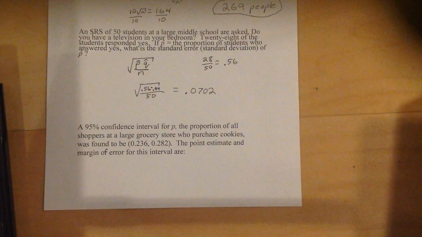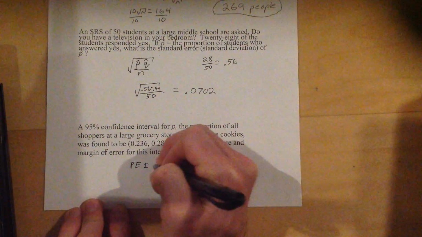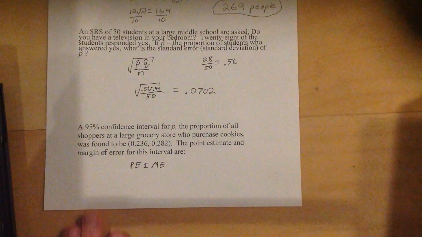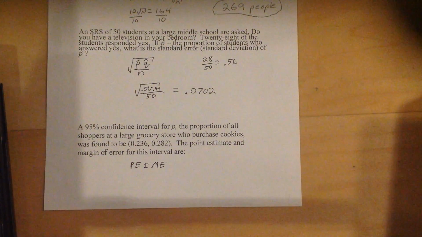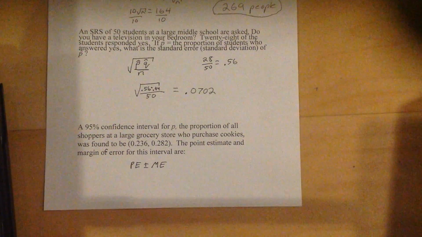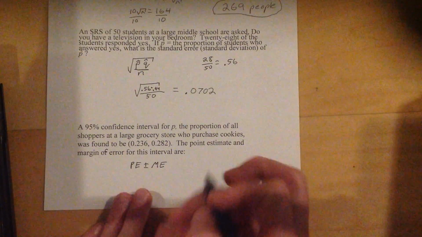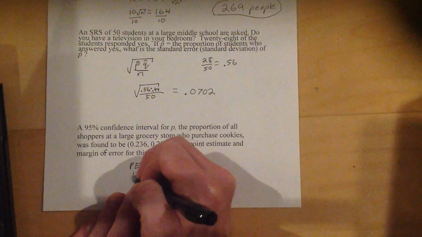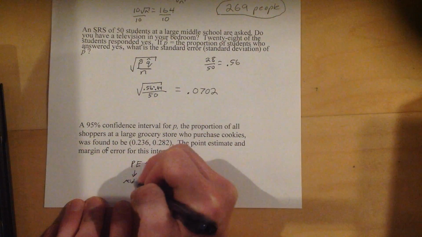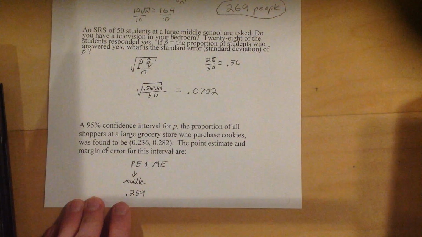So remember, to get a confidence interval, it's the point estimator plus or minus the margin of error. So to find the point estimator, it's just going to be the middle of those two values. So if we add them together and divide by 2 to find the middle, 0.236 plus 0.282 divided by 2, the middle of our interval is 0.259, so that would be our point estimator.